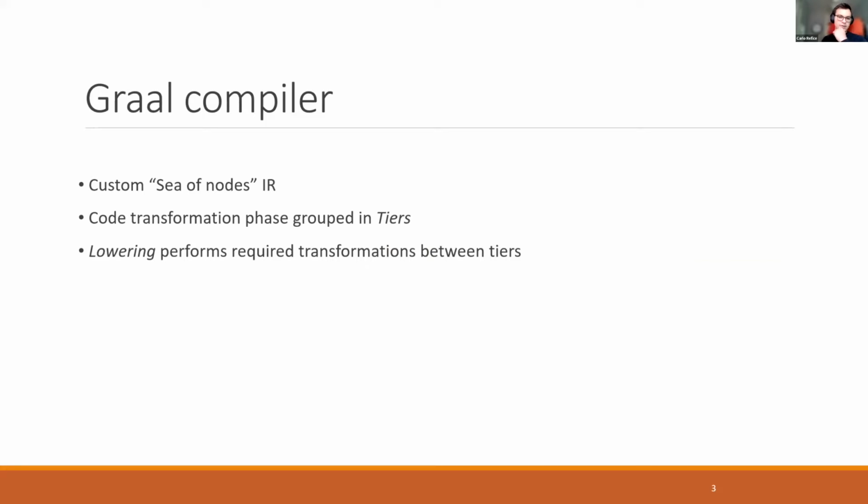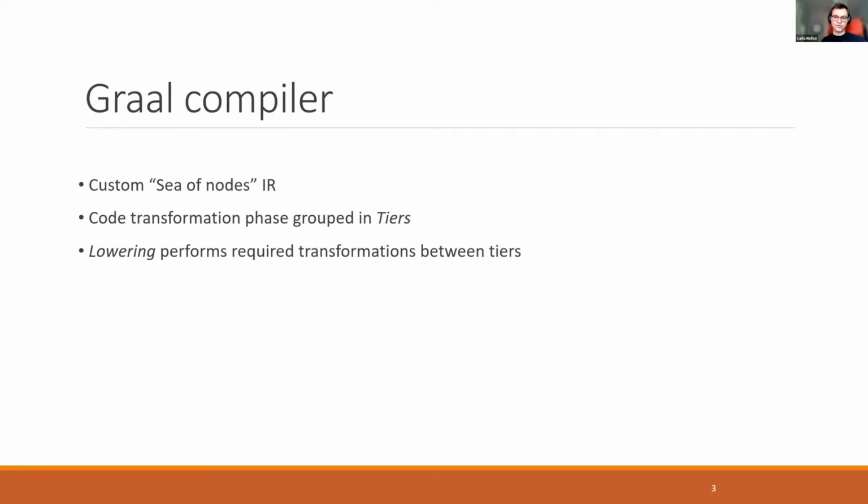So the front end of the Graal compiler uses a custom intermediate representation based on the sea of nodes model, which is essentially a graph-based representation where each individual value and operation is represented as a node in this graph, and then the edges between the nodes represent the dependencies between the values. And this graph undergoes a lot of transformation during the compilation process through what are called transformation phases.